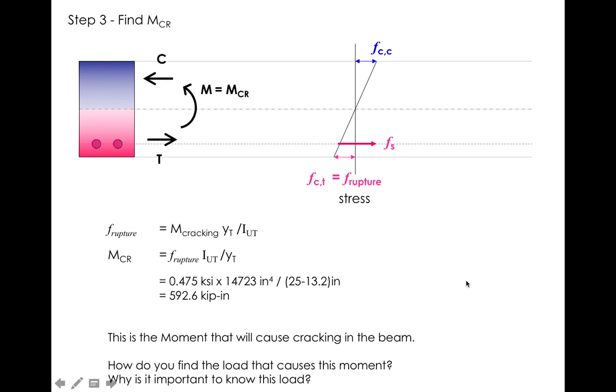And if I understood the geometry of my beam, I could further back solve for the load on the beam that had caused that situation.